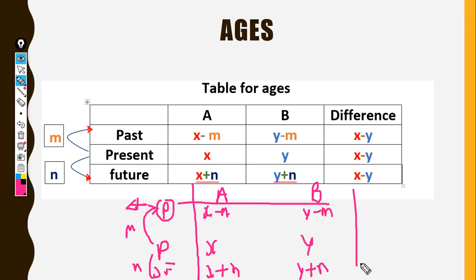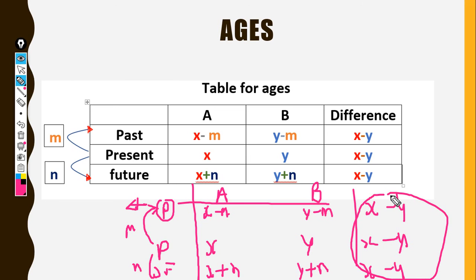Whatever the problems coming, the difference between A and B is always x minus y. The difference between x minus m and y minus m is x minus y only, and the difference between x and y is x minus y only. The difference in the future is also x minus y. The difference should be the same for any exam. Those who prepare the questions take examples from this table and ask the question. I will let you know what questions are coming.